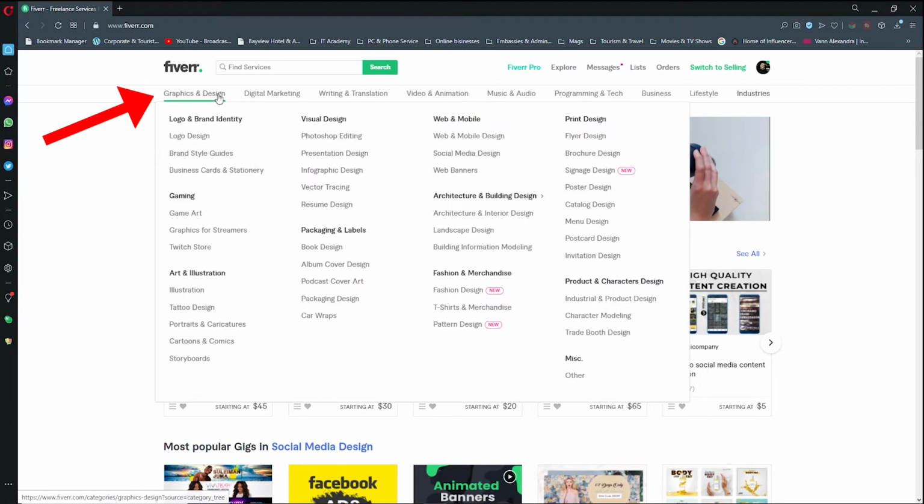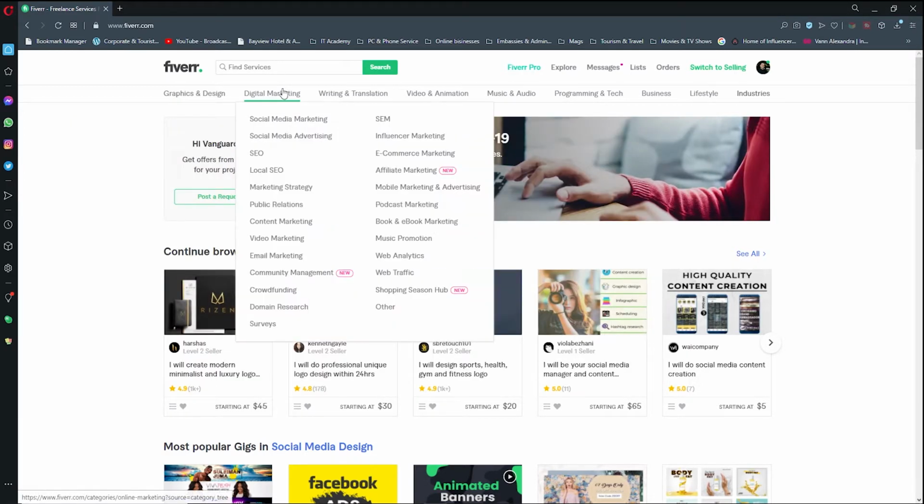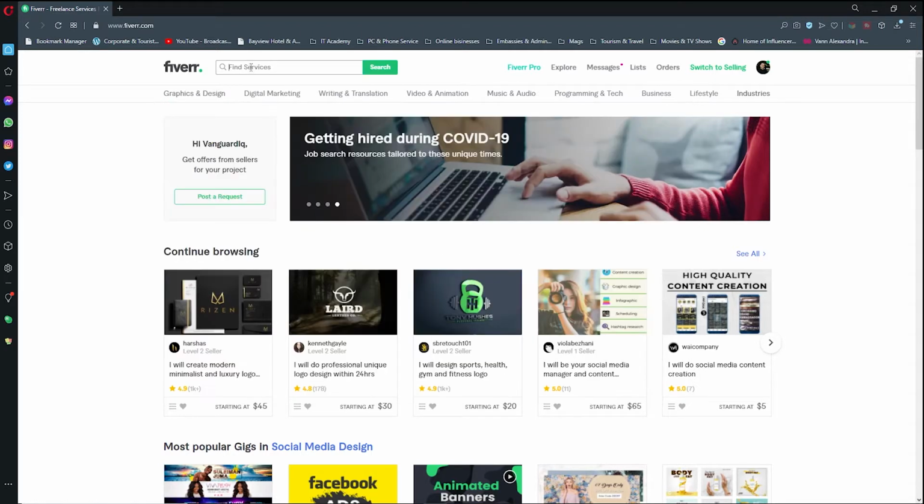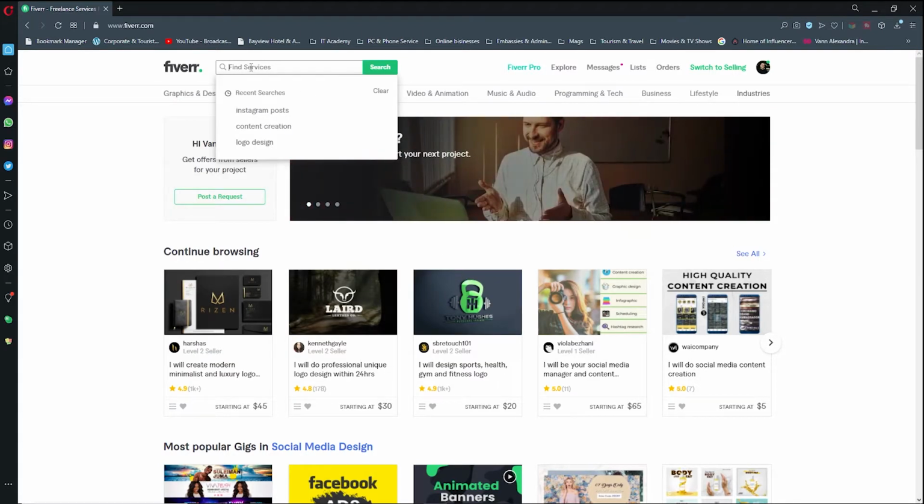Here we have these two tabs that we can scroll, and these are the places where content creation and graphics design are usually posted. So here it would be the best bet to search for graphics design. Let's see on this particular idea that I got in my mind.